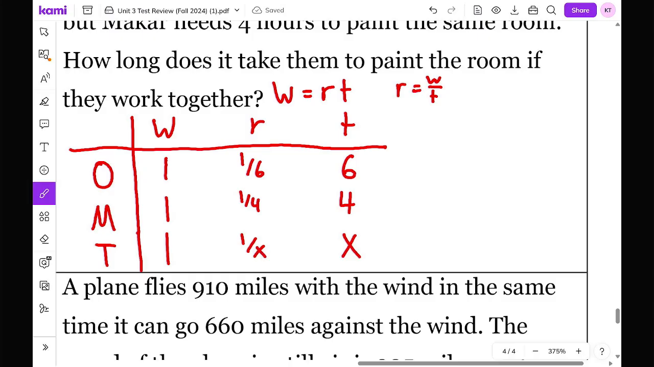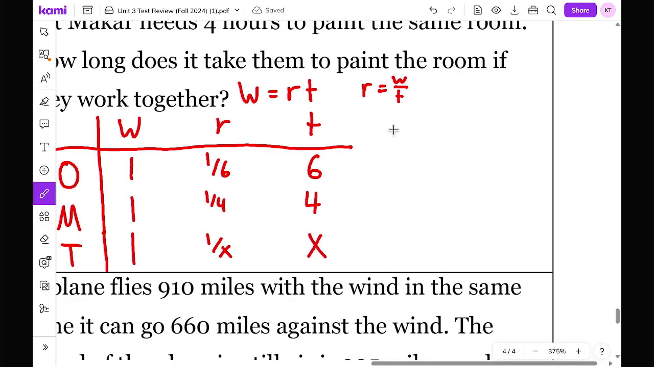Now, a common misconception here would be to add the two times together to figure out how long it would take for them to paint it together. However, that would just tell us how long it would take for each of them to paint a room, and then add those together. It'll be 2 rooms in 10 hours total, each of them only doing one room. So in order to figure this out, we're actually going to add together our rates to equal the rate of them working together.